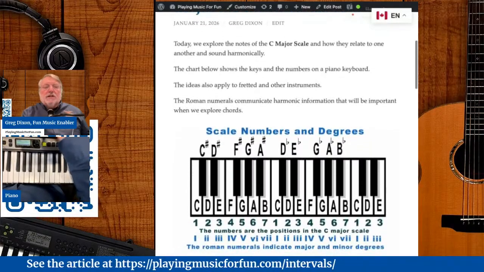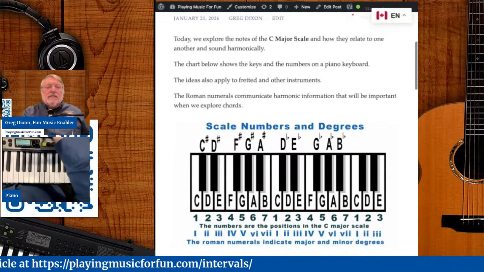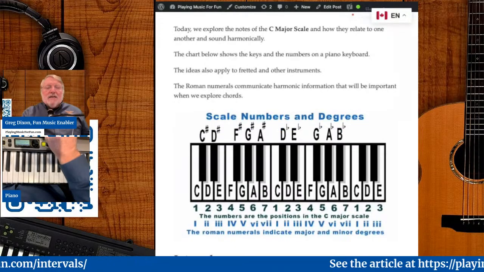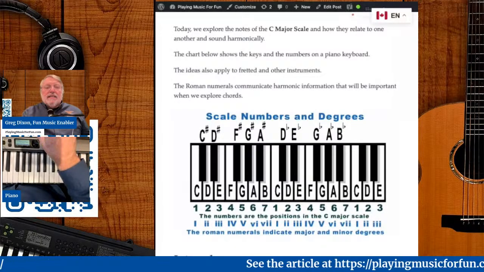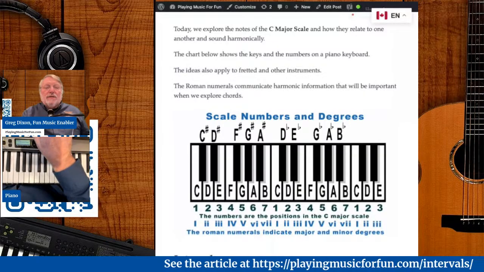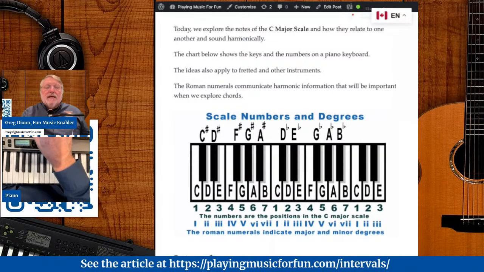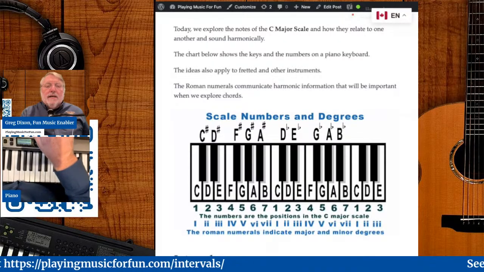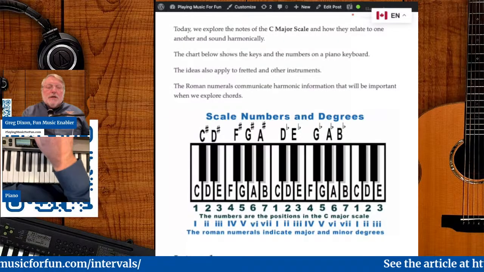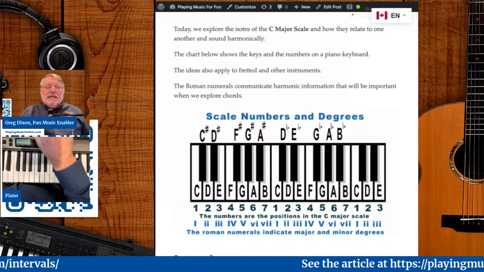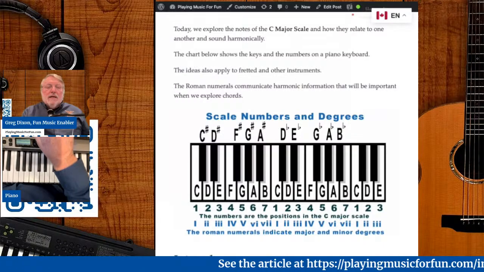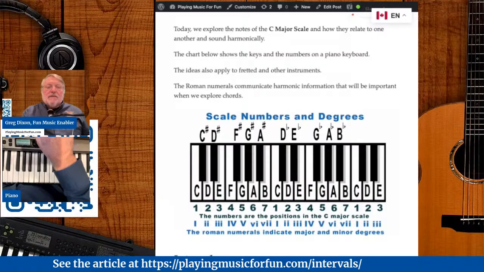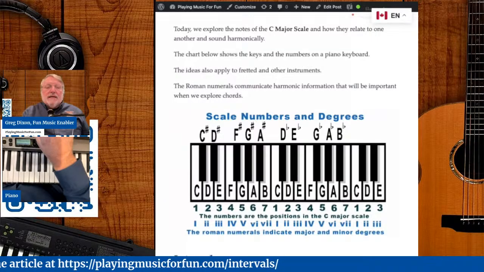So here, this chart starts with C, goes A, B, C, D, E, F, G, A, B, and then the octave is C. The numbers here are 1, 2, 3, 4, 5, 6, 7, and then sometimes the octave is called 8 or 1. And I've put on some Roman numerals here. There's a capital I, then lowercase ii, iii, and then capital IV and V.